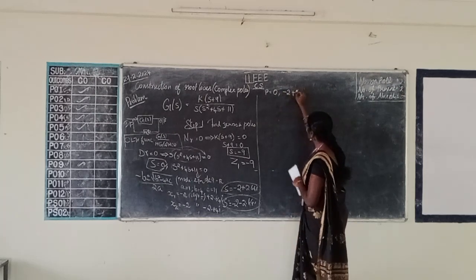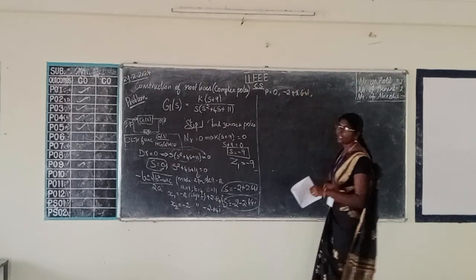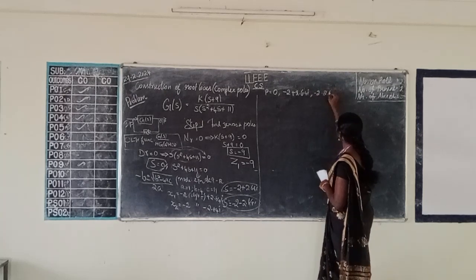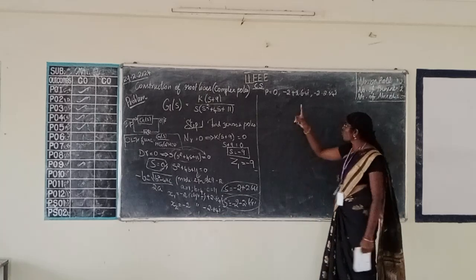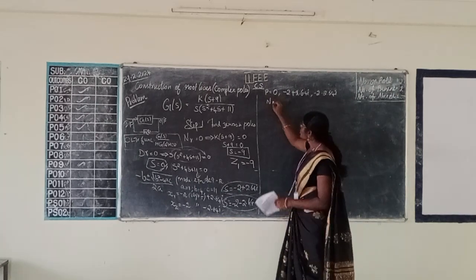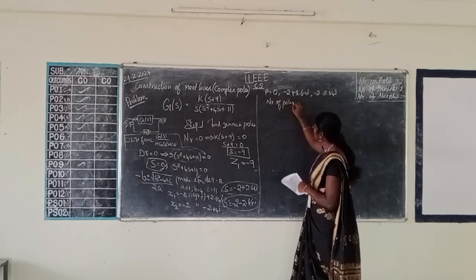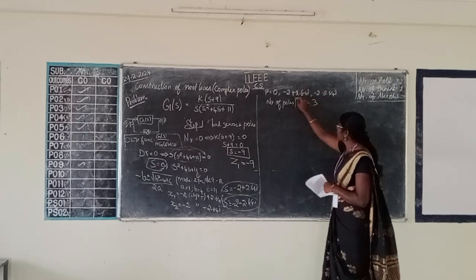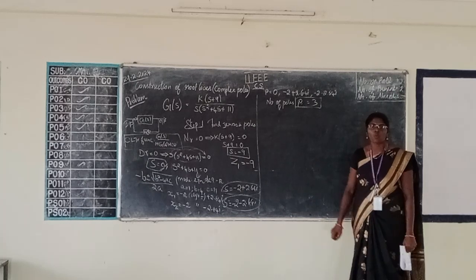Minus 2 plus 2.645. And what is the next thing? Minus 2 minus 2.645. Okay, now we are clear with this. So what is the number of poles here? The number of poles is 3. Number of poles is 3. So we will be thinking that P is equal to the number of poles, that is 3.